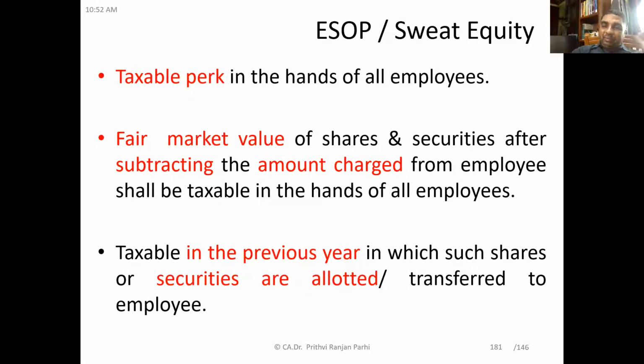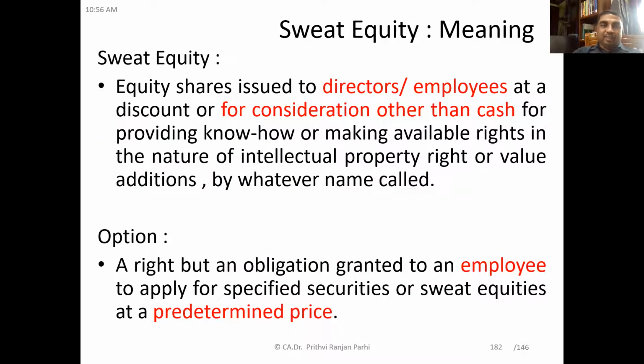Right. And you also have to remember, normally it is taxable in the previous year in which such shares or securities are allotted or transferred to the employee. When they are allotted in that year, it will be taxable in the normal situation. Is it clear to you? Yes, sir.